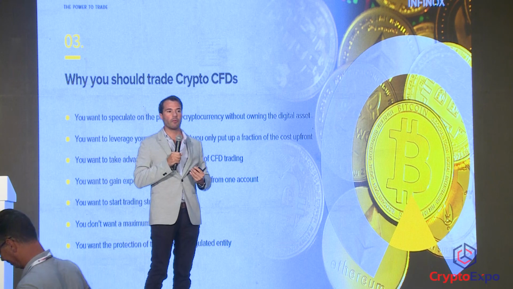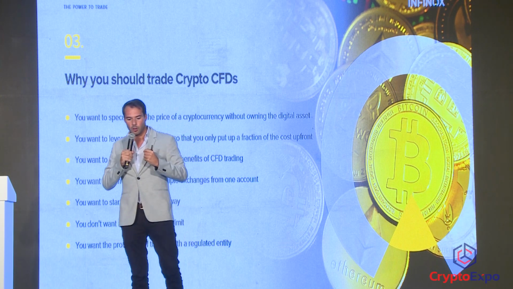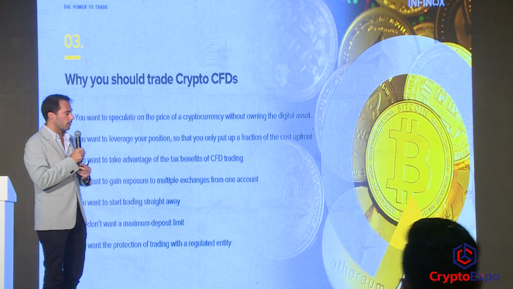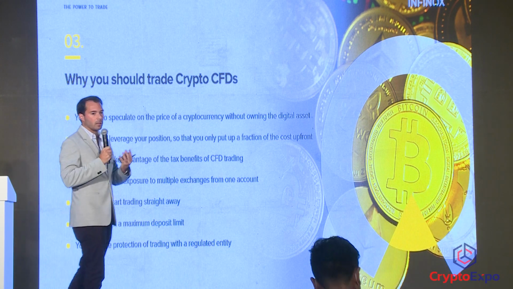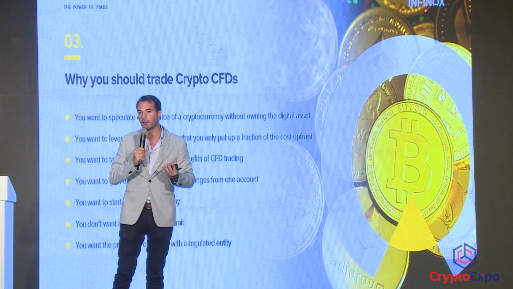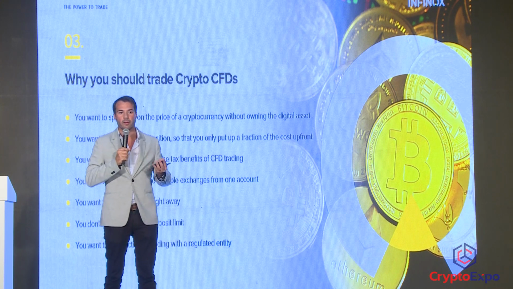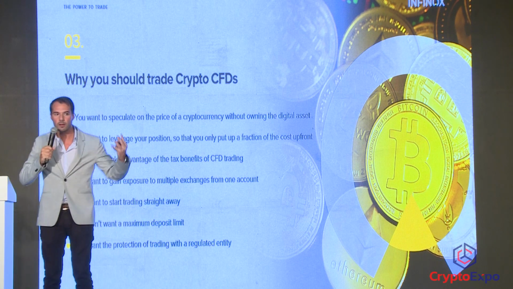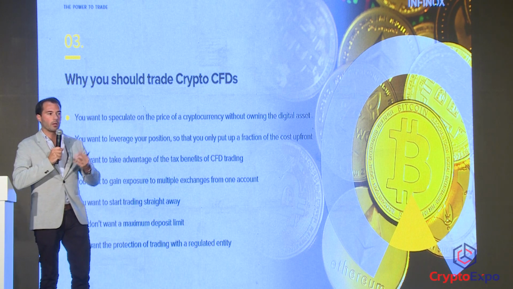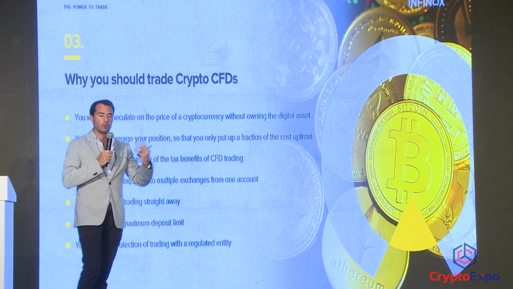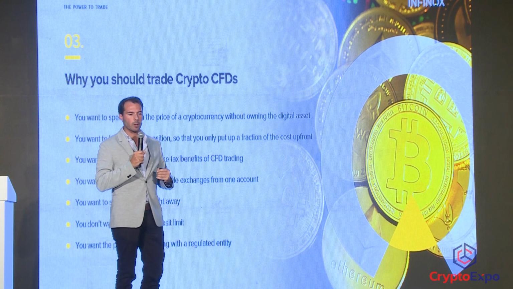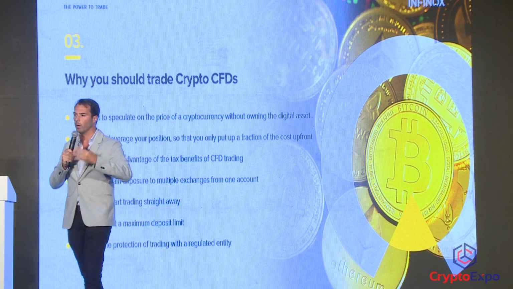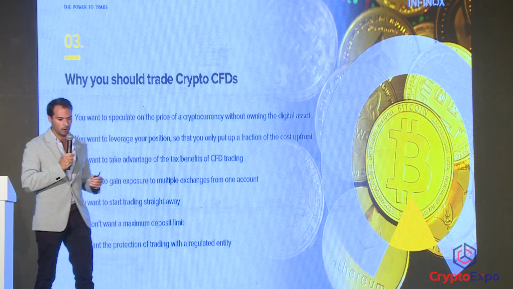management of our risk. You also want to take advantage of the tax benefits of trading CFDs, because technically you don't pay profit taxes on that, right? Because it's a profit that is made within your trading platform. As long as you don't take the money out, you can just keep compounding those profits into different investments that you want to make inside your trading platform.